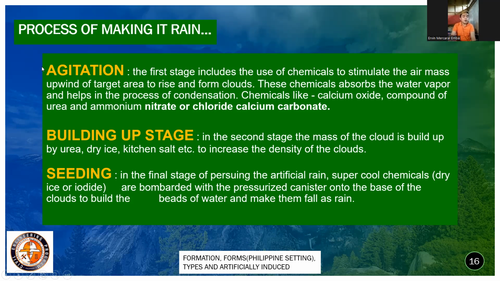So when the chemical is already present in the atmosphere, it will build up the vapors present in the atmosphere, put them in one area, and accumulate and create a big cloud. And seeding. In the final stage of pursuing the artificial rain, supercool chemicals like dry ice or iodide are bombarded with a pressurized canister onto the base of the clouds to build the beads of water and make them fall as rain.